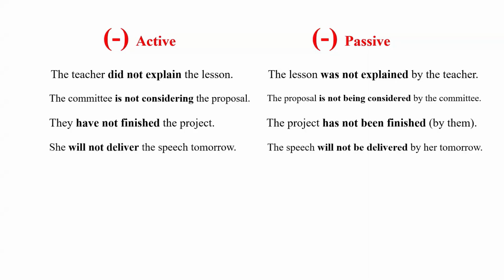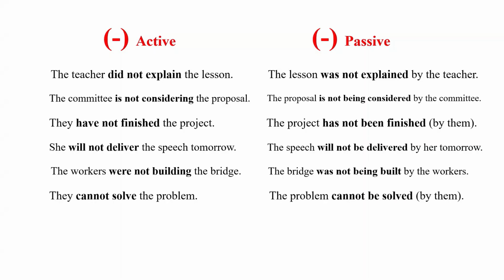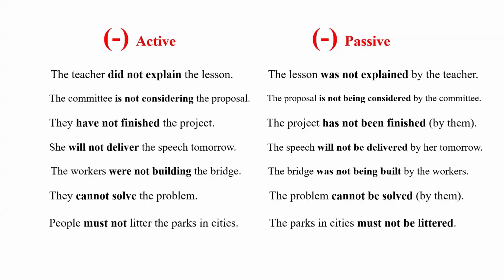She will not deliver the speech tomorrow. The speech will not be delivered by her tomorrow. The workers were not building the bridge. The bridge was not being built by the workers. They cannot solve the problem. The problem cannot be solved by them.